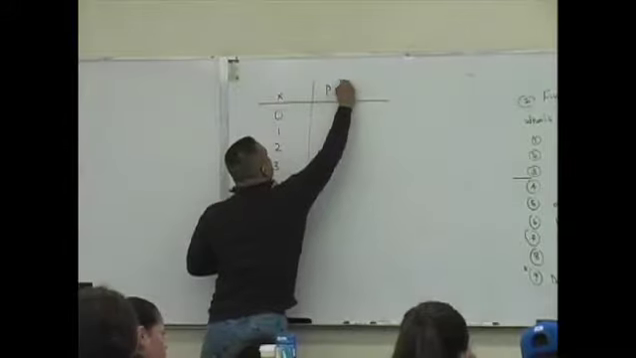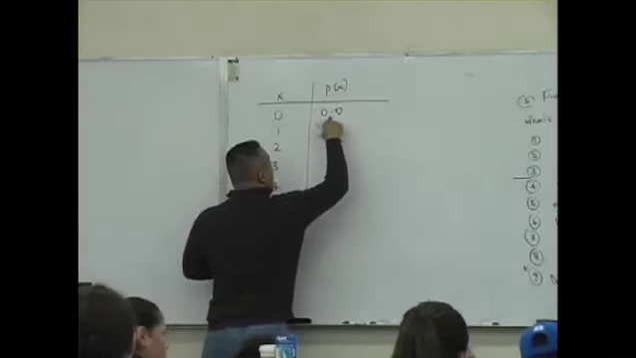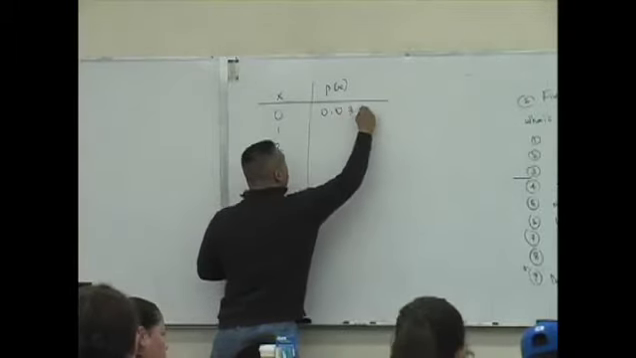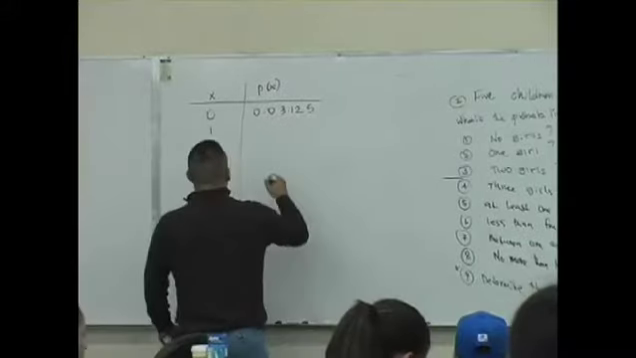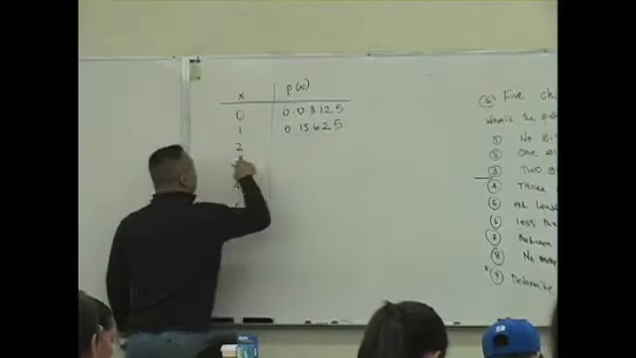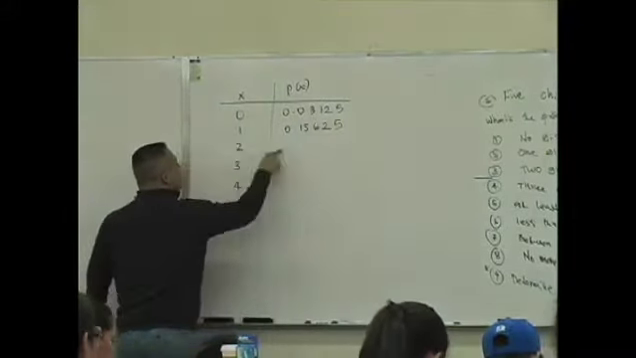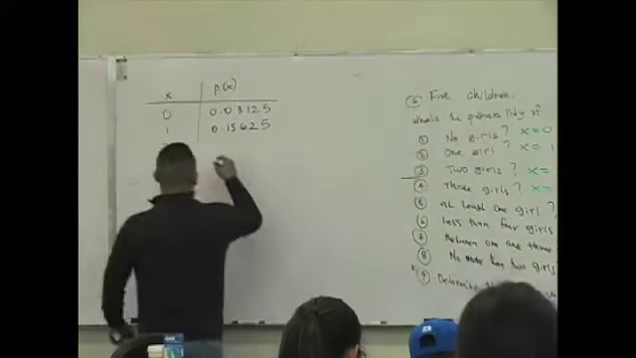P of x. What's the probability you have no girls? We deduce this, 0.03125. What's the probability you have 1 girl? Point what? 0.15625. What's the probability you have 2 girls? What was that? What does it say? 0.3125?